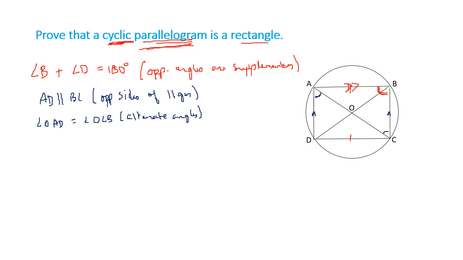Also, this angle and this angle will be equal. Angle ODA equal to angle OBC. They are also alternate angles. So you can look here, angle, side, angle, angle, side, angle. Right? So what will you have by angle, side, angle? These angles are equal, right?